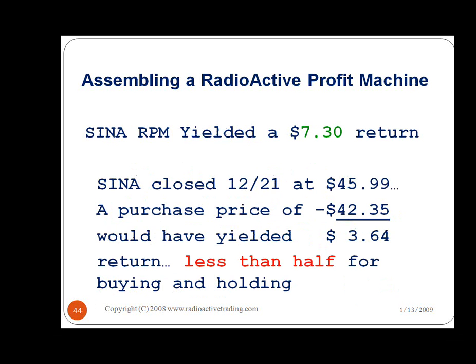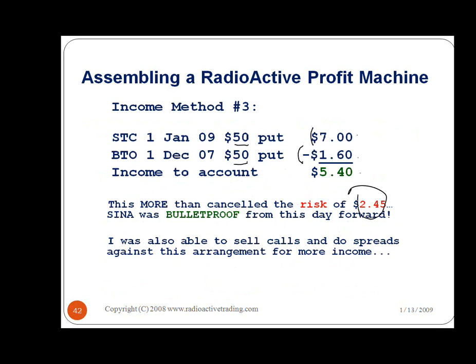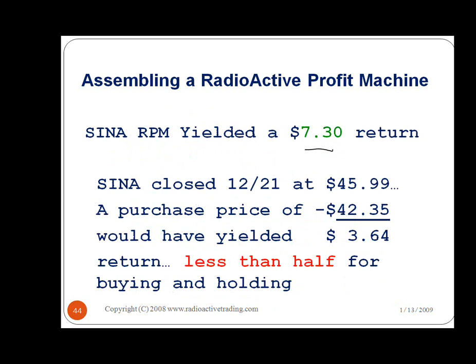Okay, now let's compare that against not having the insurance. Remember, I say buying the put is like buying insurance, and folks say, well, it's too expensive. Well, wait a cotton pick a minute. Out of the $7.30 return, how much of it was due to income method number 3? $5.40. Now let's just think about it. Could I have done income method number 3 if I didn't have insurance? No, you could not. Couldn't have done it.